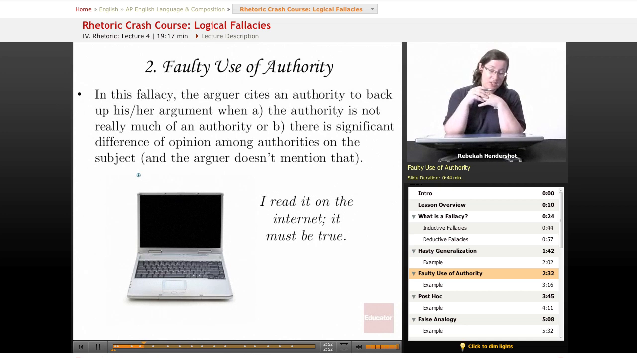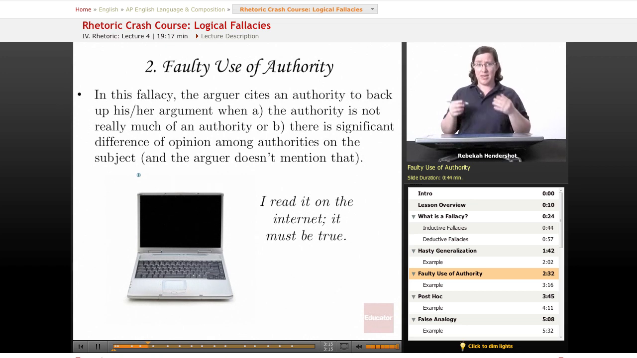In this fallacy, the arguer cites an authority to back up his or her argument when either A, the authority is not really that much of an authority, or B, there is significant difference of opinion among authorities on the subject, and the arguer doesn't mention that. The arguer goes, well, everybody in the scientific community says this. Well, no, actually, there's about a dozen guys over at this university who say something different, and maybe they have good reason.